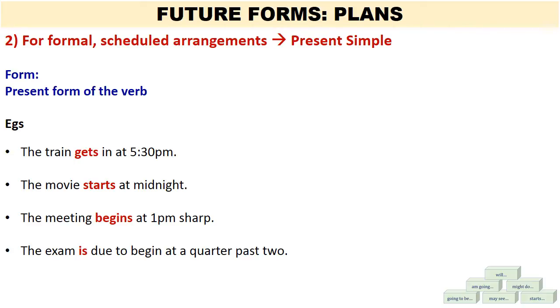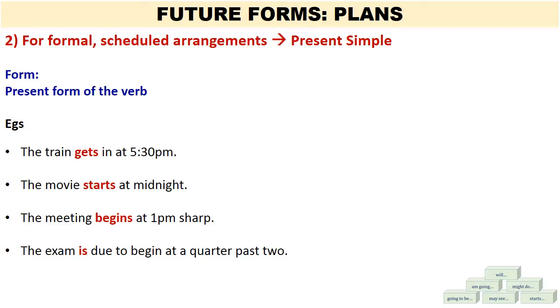The train gets in at 5:30 p.m. So the present simple form of the verb to get plus a future time, in this case 5:30 in the evening. Another example, the movie starts at midnight. So the present form of the verb to start with a future time, midnight. The meeting begins at 1 p.m. sharp. This is the present form of the verb to begin with the future time, 1 p.m.